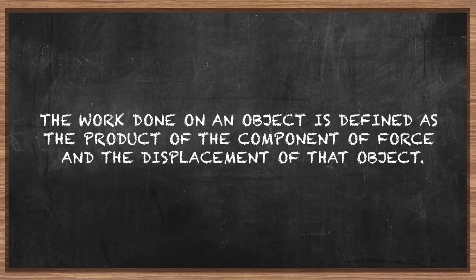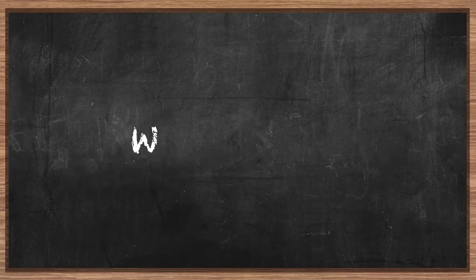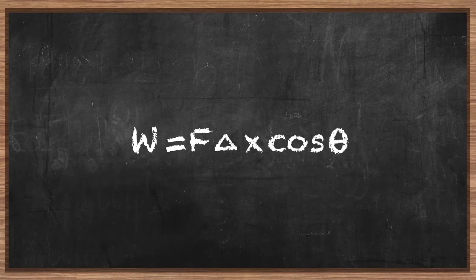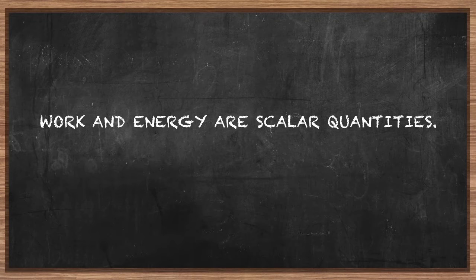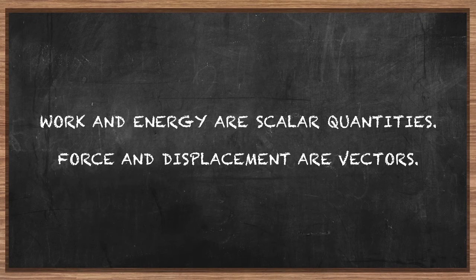The work done on an object is defined as the product of the component of the force and the displacement of that object. We use the formula: work done, W, is equal to the magnitude of the force F times the magnitude of the displacement times the cosine of the angle between the force and displacement. Work and energy are scalar quantities. Force and displacement are vector quantities.